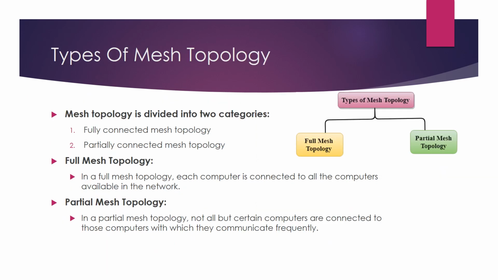There are two types of mesh topology: full mesh topology and partial mesh topology. In full mesh topology, each system is connected to all the computers available in the network. In partial mesh topology, not all but certain computers are connected to those computers with which they communicate frequently.